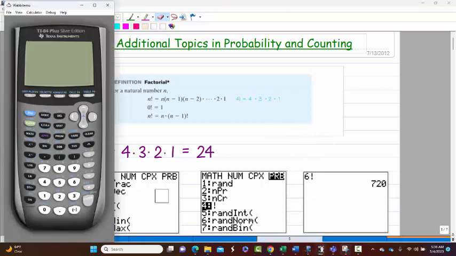It's super simple. But what you have to do here is put the number first. I'll do a different one. There's 4 factorial, but I'll do 6 factorial. You put the number in, you go math, PRB for probability, and there it is, number 4. So there you go. It multiplied 6 times 5 times 4 times 3 times 2 times 1 right there in a jiffy.